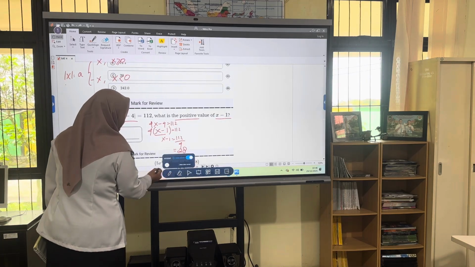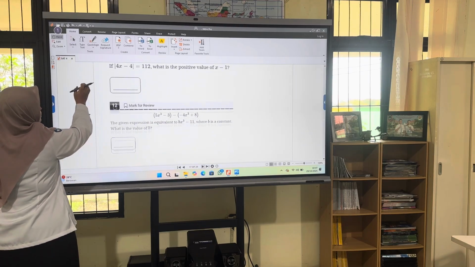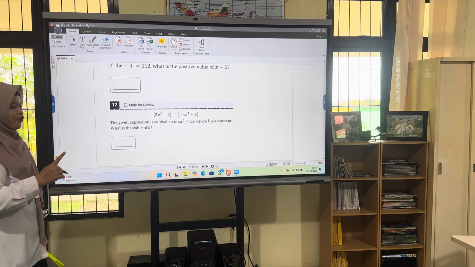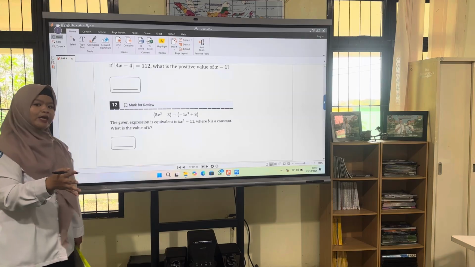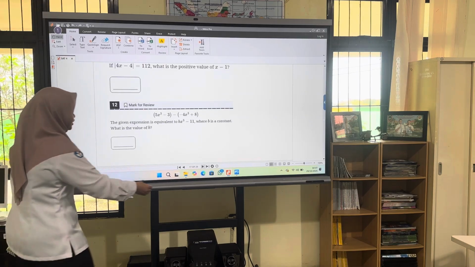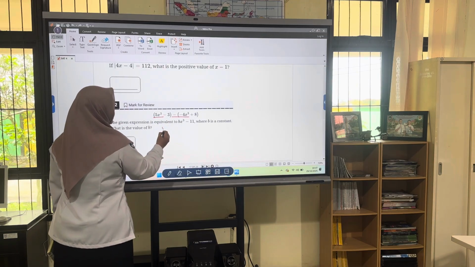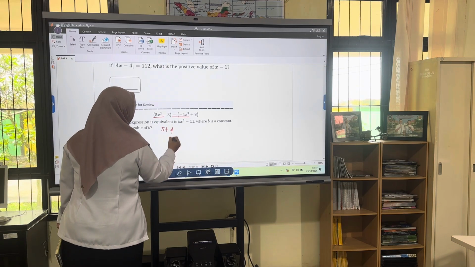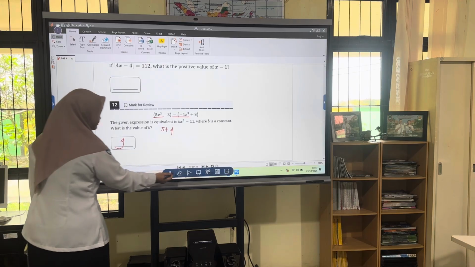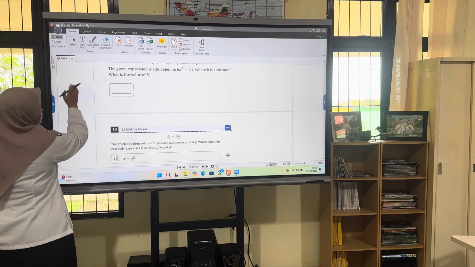And then for the next question, okay, in this information, they're asking you what is the value, where the term is x cubed. So you just see this one. Okay, so 5 plus 4 is equal to 9. So we continue to the next question.